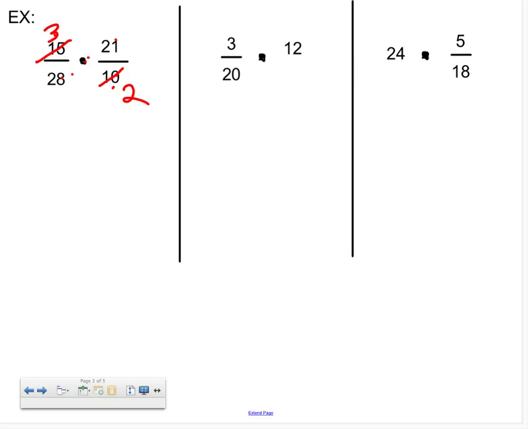So 28 divided by 7, that's going to give me a 4. And 21 divided by 7, that's going to give me a 3. Again, a lot smaller than what I had before, right?